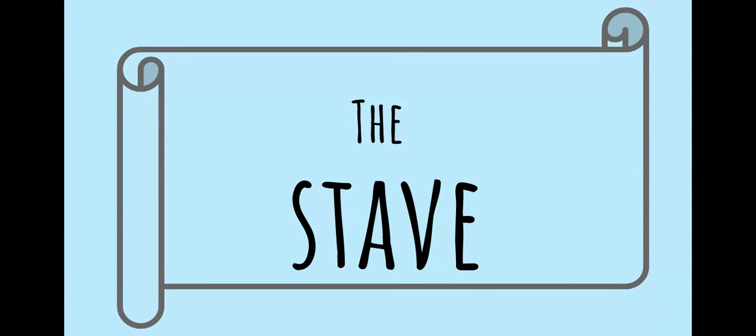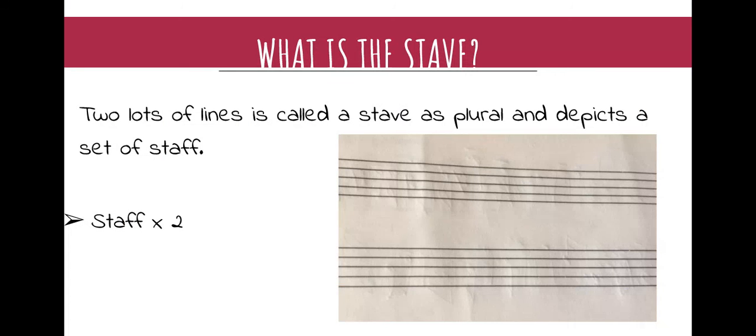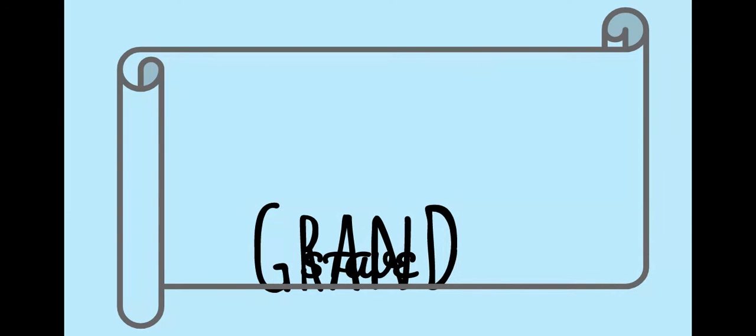Now next, we're going on to the staves, and the staves are simply 2 lots of staffs. As I said before, a staff is one set of 5 lines, and if we've got 2 sets, it's plural. So you have 2 sets of the staff: you've got 5 lines, and then just below that, or just above, you've got another set of 5 lines.